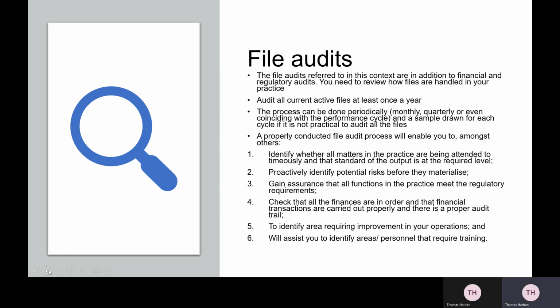It is good practice to conduct the file audit at least once a year. That is, each active file will be reviewed at least once a year. You can decide how you want to do it periodically, whether it's monthly, quarterly, or if you are of the view that a 6-month period is adequate, you can do so.